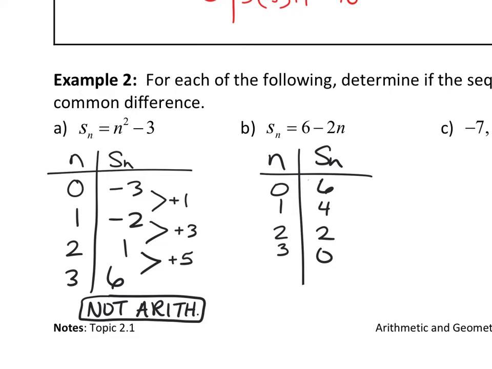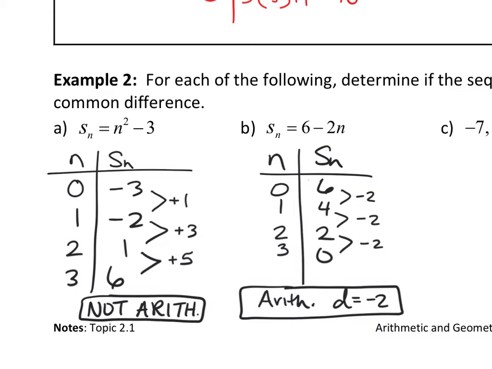What do we notice about the pattern of these outputs? It subtracts 2 every time. Since that number is all the same, then we have an arithmetic sequence, and the common difference is that -2 number. The way in which it's changing, the pattern, is subtracting 2.